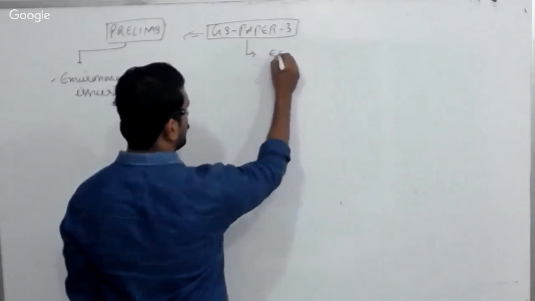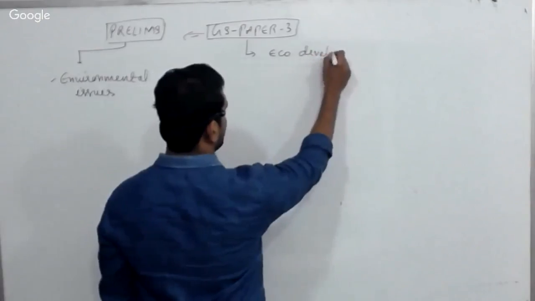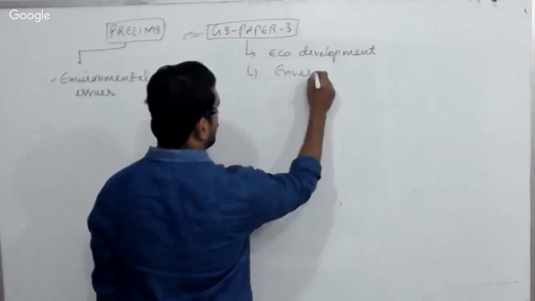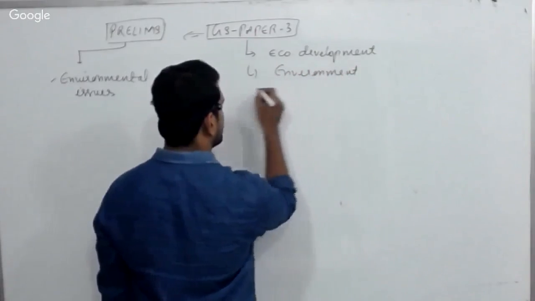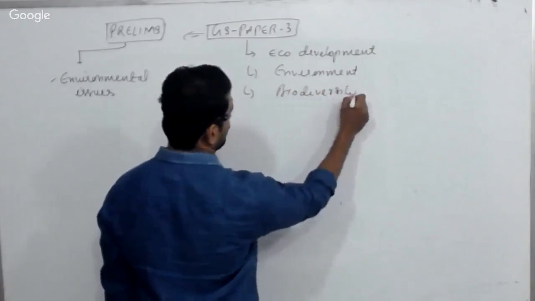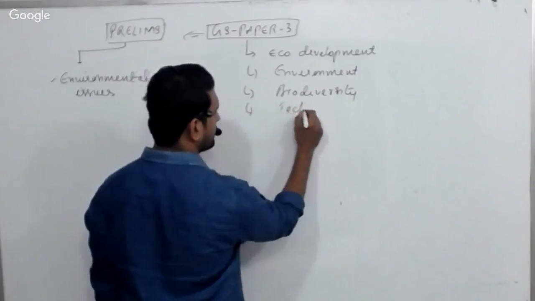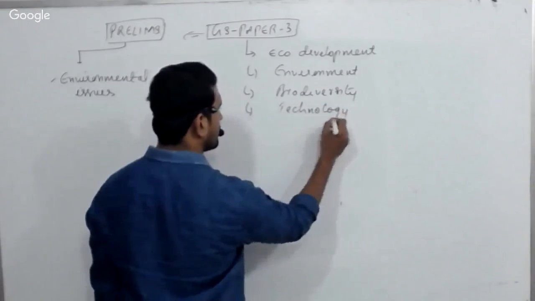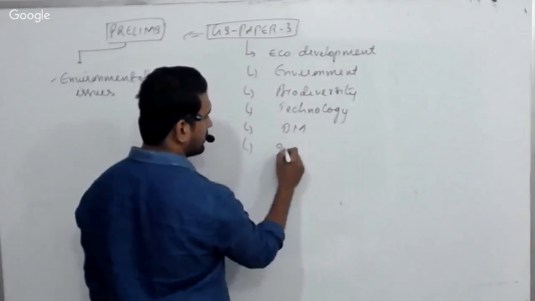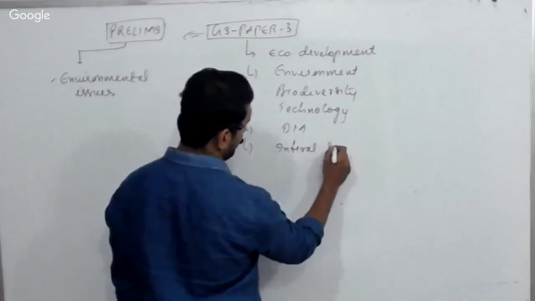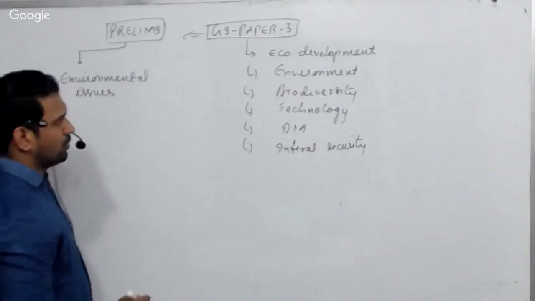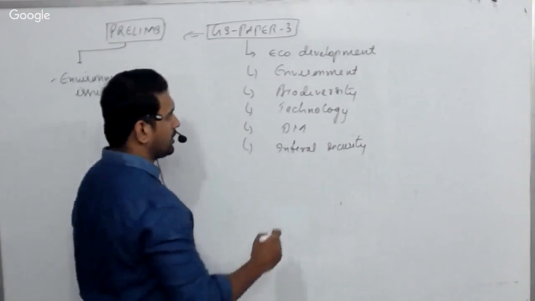So you can say that economic development is there in this paper, environment is there in this paper, biodiversity is there, technology is there in this paper. Then we also have disaster management, and internal security. So what are the parts that I am going to deal with?